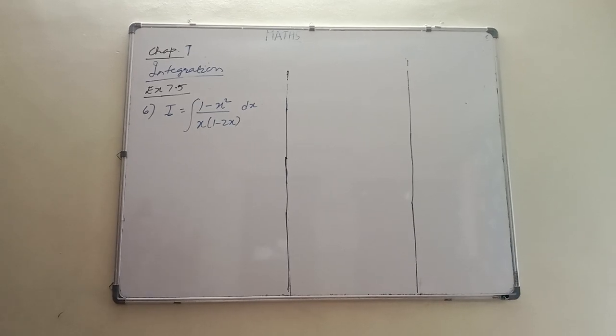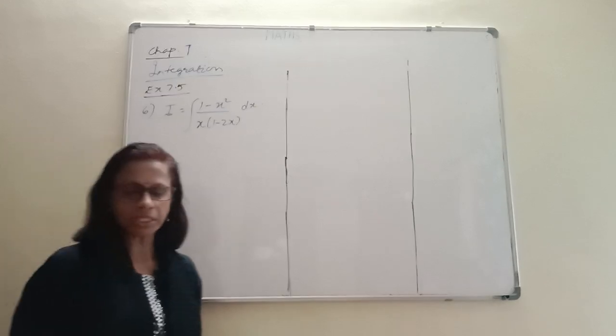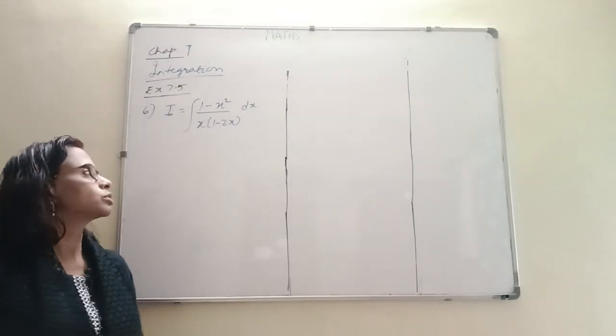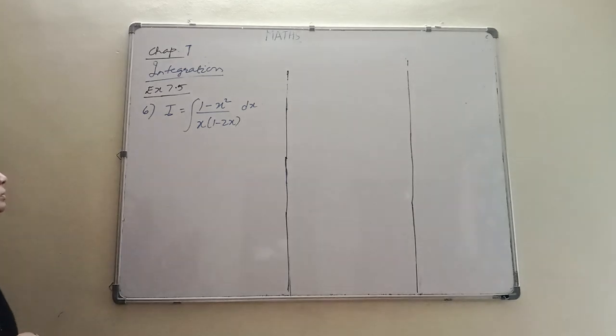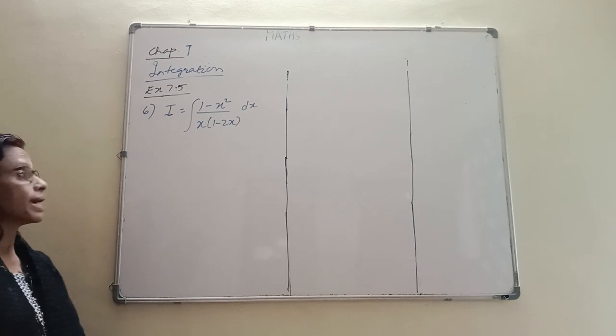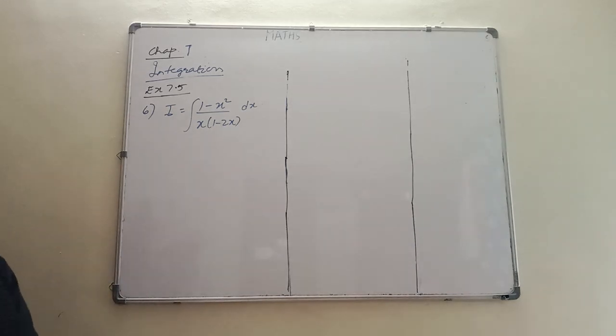Hello folks, we are back with the next video for this problem number 6. Problem number 6, you can't call it very technical, this problem. It's there on the board. It says that you have to find the integral of (1 minus x squared) over x times (1 minus 2x) dx. So you have to find the integral like this.